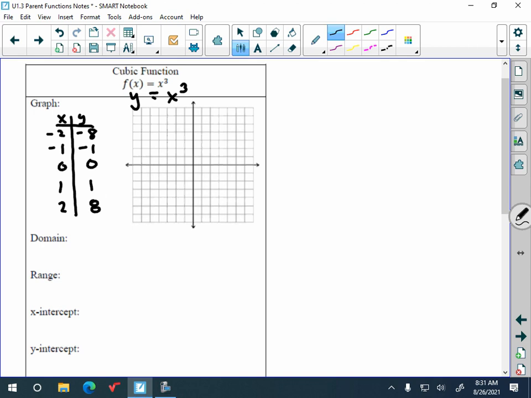All right, let's plot those. -2, -8. It's down here. -1, -1, 0, 0, 1, 1, 2, +8. It's up there. All right, so the shape of a cubic, or x to the third, is, think of an S. Right, so here's our shape. It's going to go up on the right and down on the left. It's going to go through 0, 0.